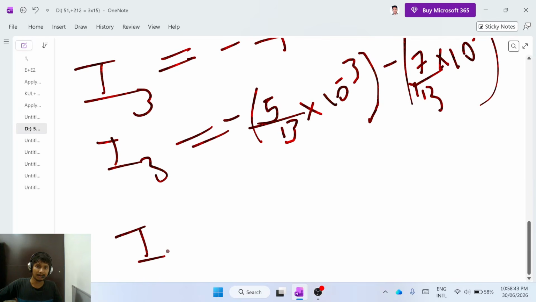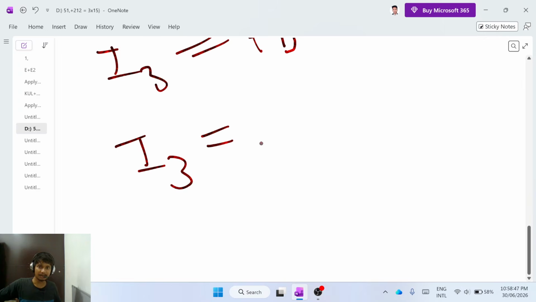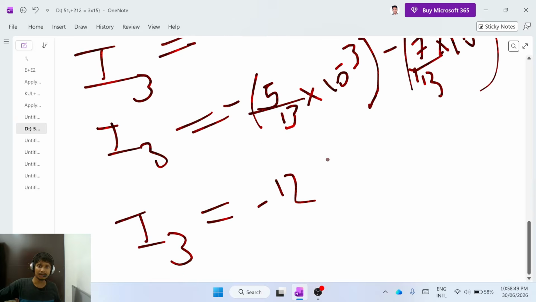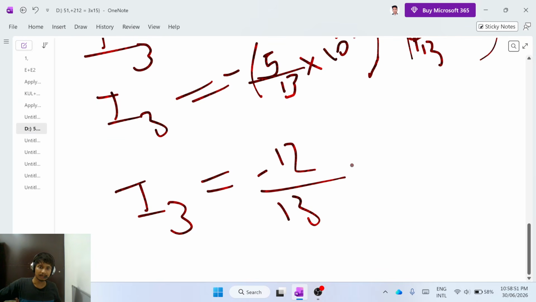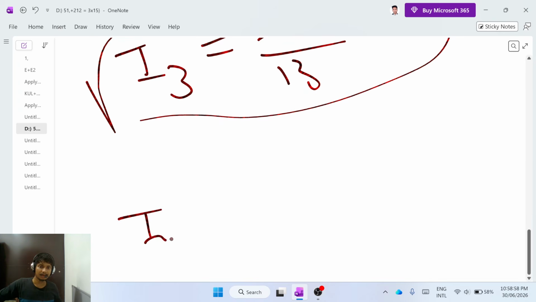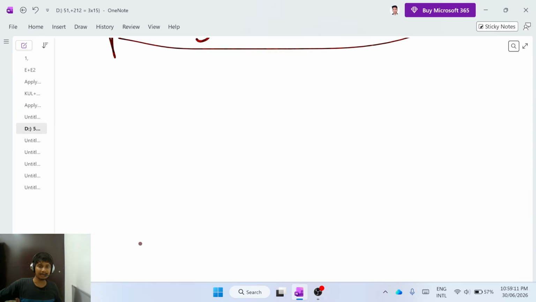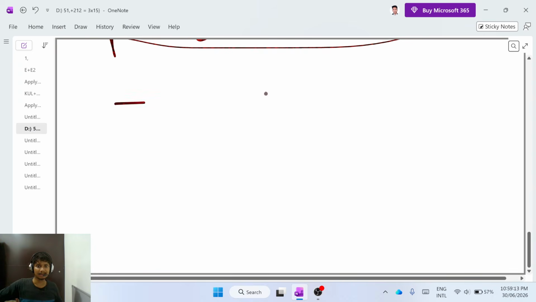Therefore, the final answer will be I3 is equal to -12/13 milliampere. Therefore, I3 is approximately equal to -0.923 milliampere. This is very simple. Therefore, we have found the final answer.